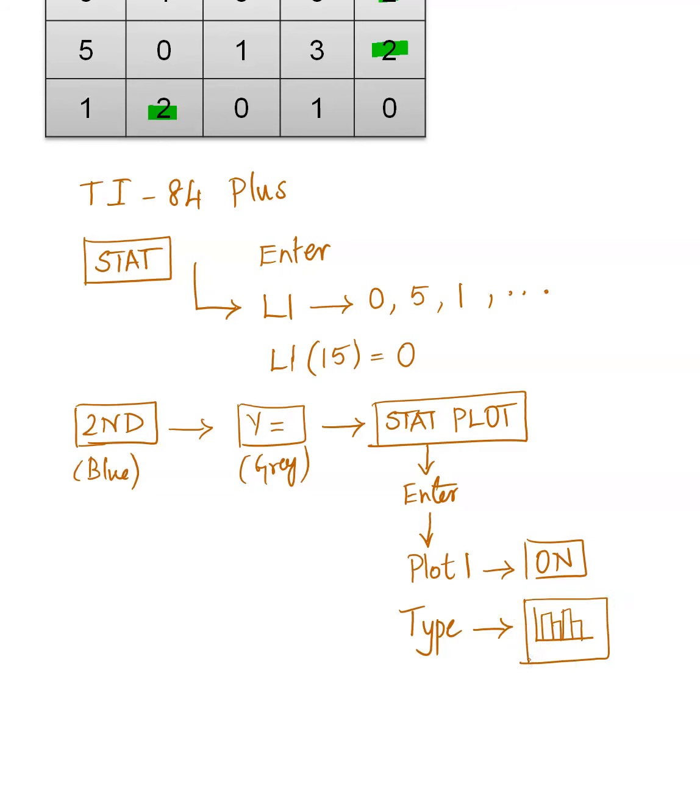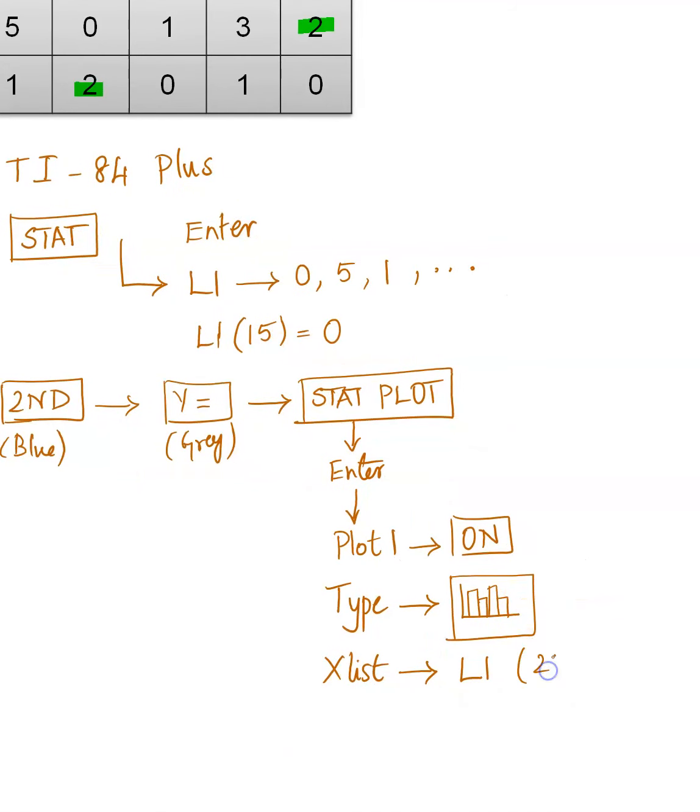You'll see a dark background when that is selected. And then you have the Xlist, the list of X values. It considers these values as X values. So type in there L1. To get L1, what I did was I used my 2nd button and the 1 key. Because if you press 2nd and the 1, you see that the blue label above the key is the highlighted one in the background.